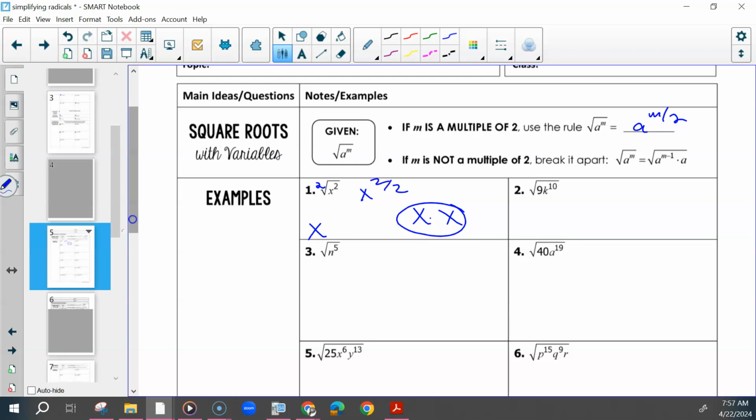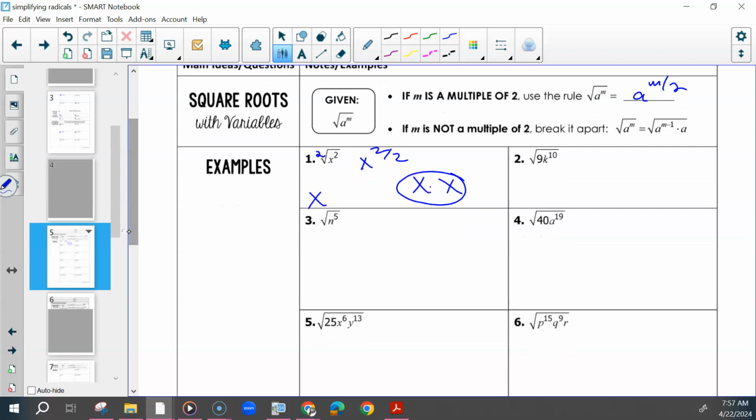Let's do number 3, then we'll come back to number 2. This one is not even. So using this method, I could say, well, I know 4 is a multiple of 2, and separate it like that. And then I know 2 goes into 4 how many times? Twice. So this would just be n squared, and this would stay on the inside of the radical.